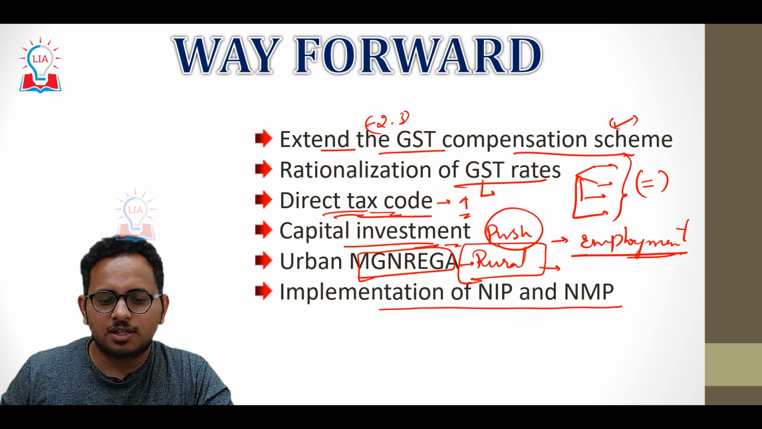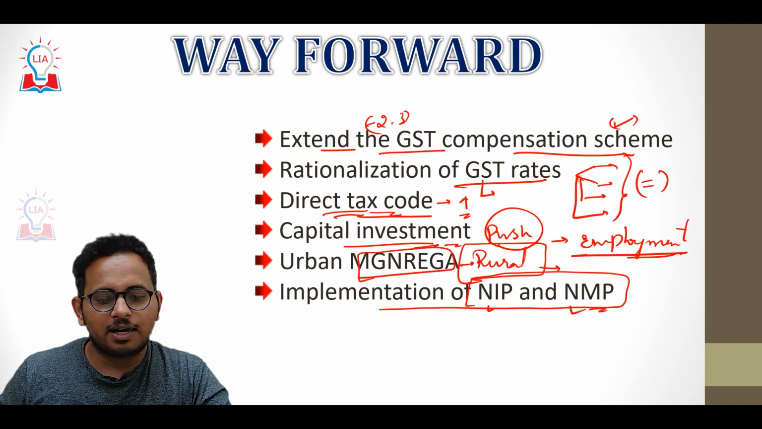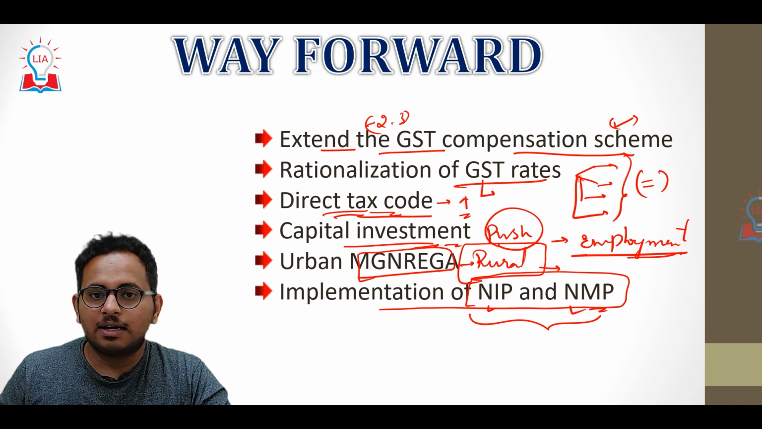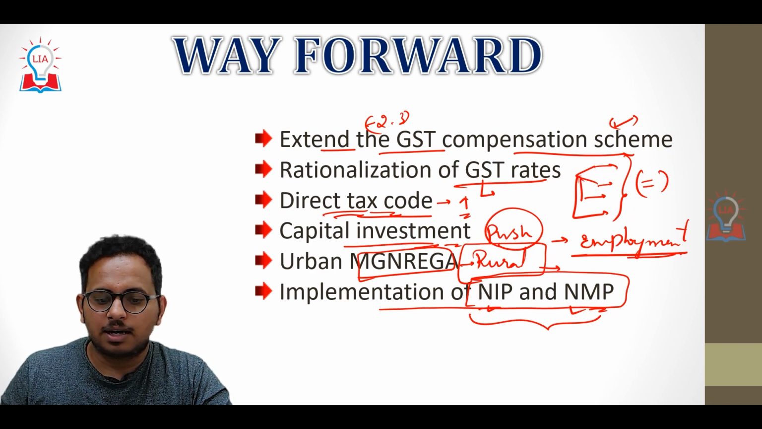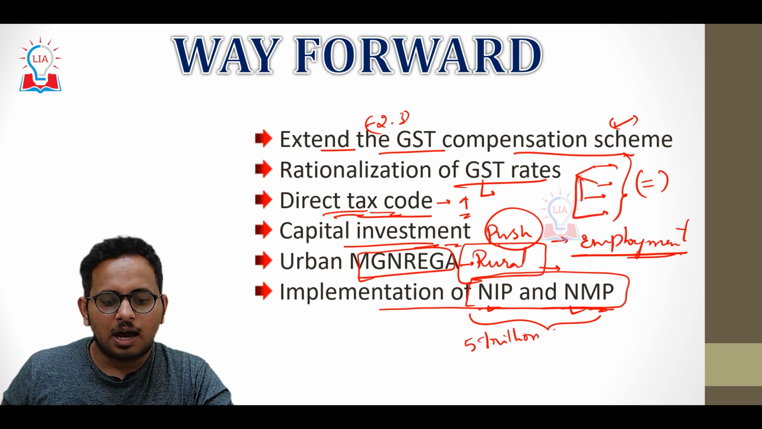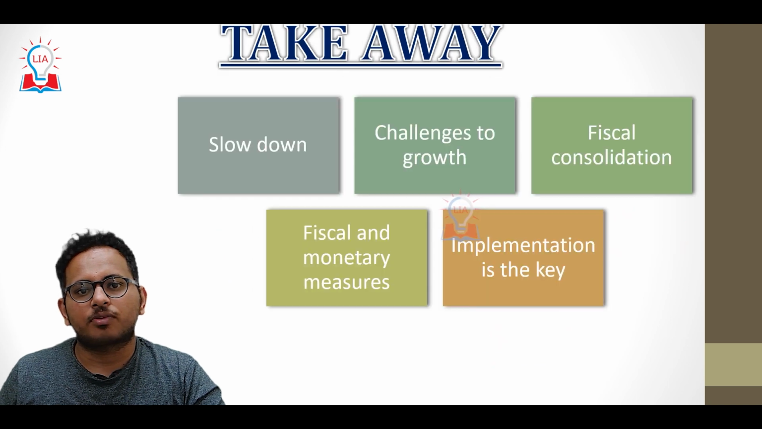And the last one is implementation of the National Investment Plan and the National Monetization Program. These are the two flagship programs that are announced. Proper implementation of these programs will help to bridge the gaps in the Indian economy and will help India attain the $5 trillion economy, which is our dream. We can achieve this if these reforms are carried out.